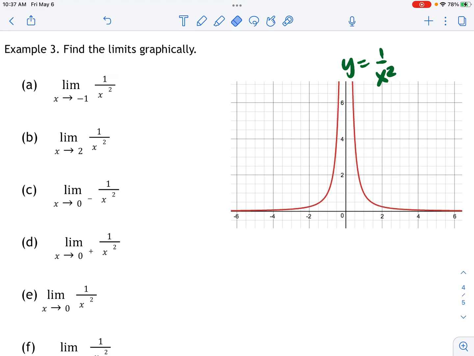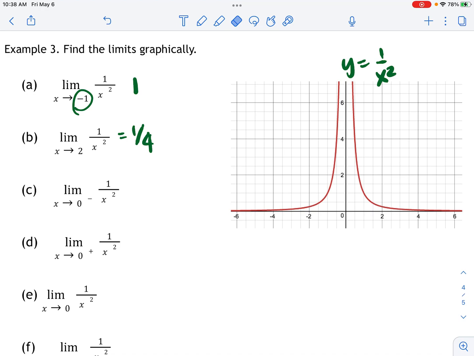The first one is as x approaches -1. So I go to -1, I go a little to the left, a little to the right, find the graph, and then I come back and approach -1, and it looks like the height is 1. Next one is 2, so I'll go to 2, and it looks like as I approach the height from both sides, it is a height of 1/4.